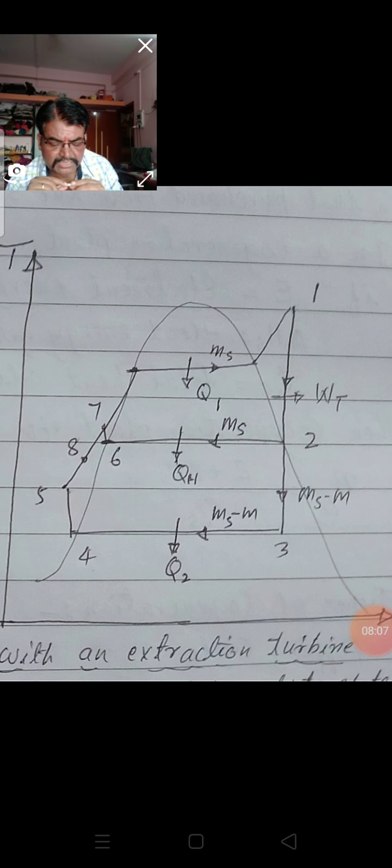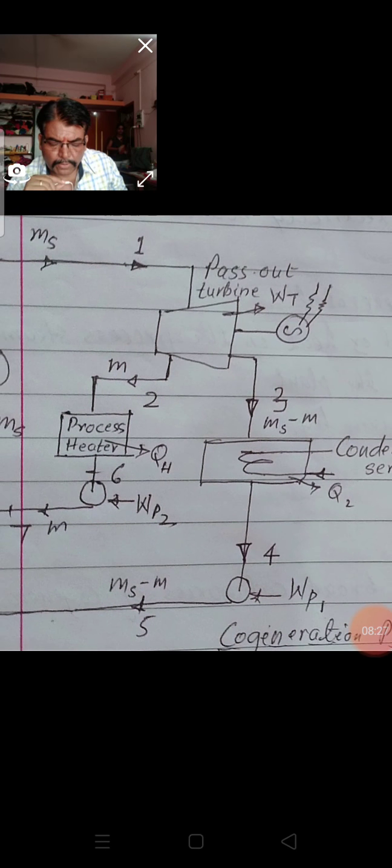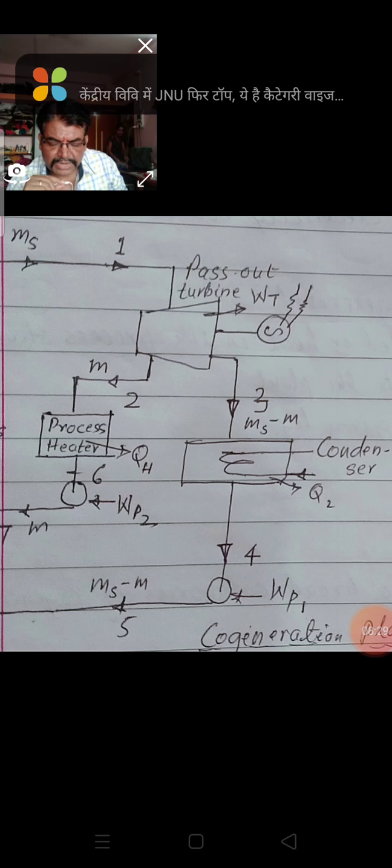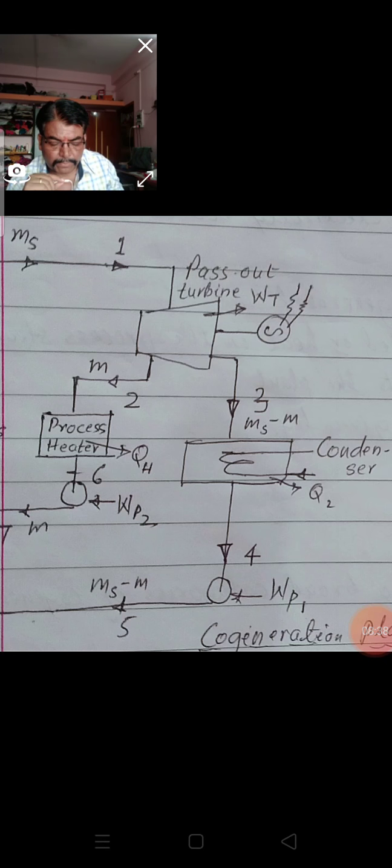Next, from 3 to 4, what happens? What is the equipment between 3 to 4? That is a condenser. In this diagram the condenser is there, whereas in diagram A there was a process heater. Now what happens in the condenser? From 3 to 4, the temperature remains constant, but there is a decrease in entropy, as you can see in the line from 3 to 4.